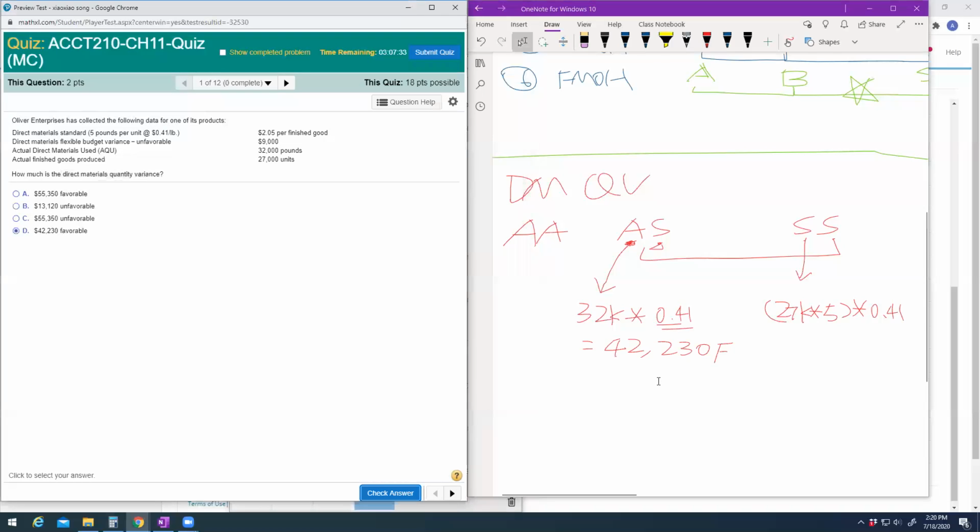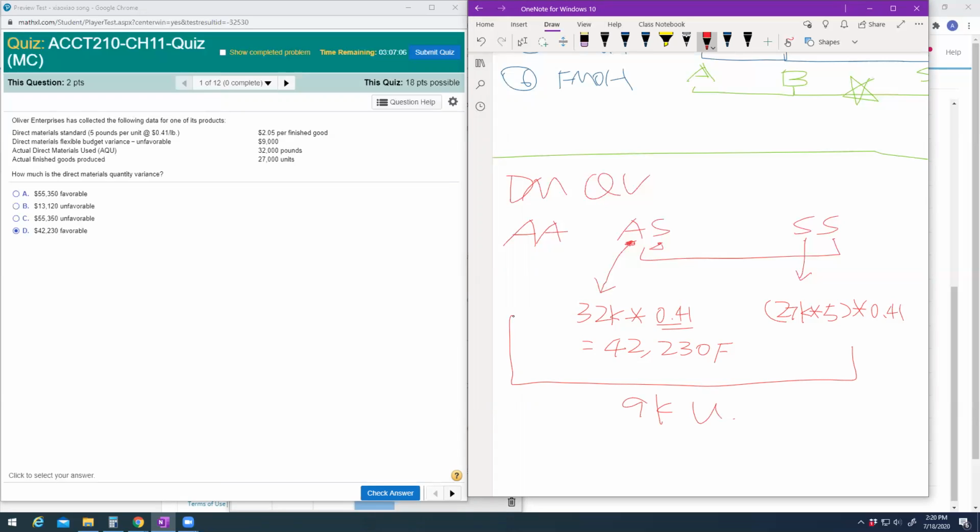I have no idea why they give, I shouldn't say I have no idea, but I believe they give you extra information just to pick the one you really need. They also told you the total flexible budget variance. The total flexible budget variance is 9,000 unfavorable.